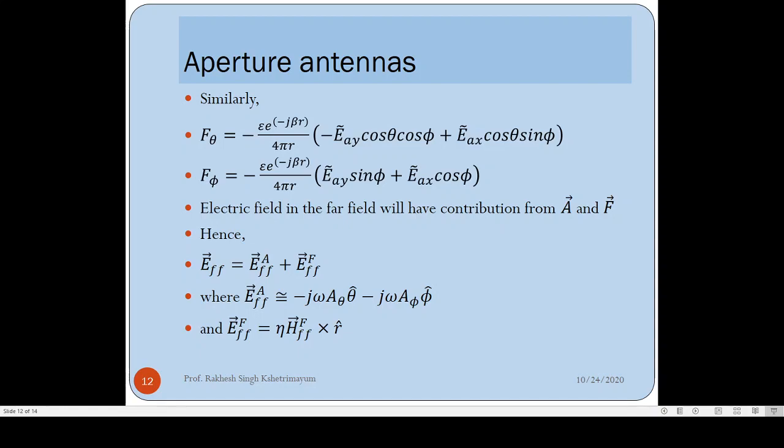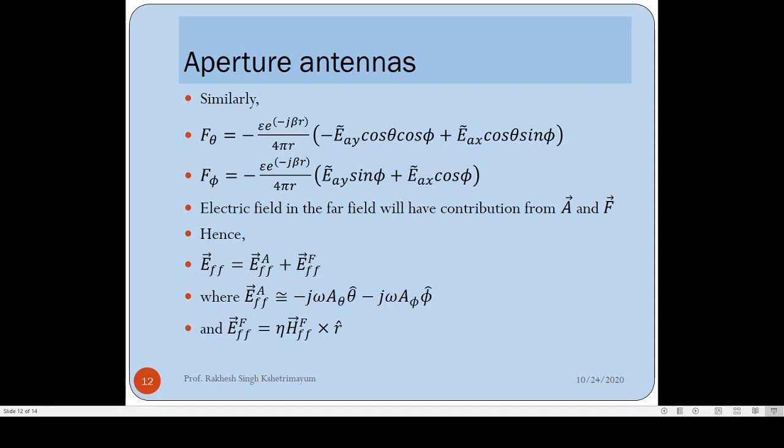Minus dA by dt in the time harmonic case is minus j omega A, and A has only theta and phi components. So the E far-field contribution from the magnetic vector potential would be minus j omega A theta theta hat minus j omega A phi phi hat. Similarly, you can also find the electric field in the far field due to the electric vector potential. The contribution can be found as eta times the magnetic field due to the F vector, cross product with r hat. So once you have the magnetic field, you can find the electric field as eta times the cross product of the magnetic field with the radial unit vector. That's a standard thing in the far field of the antenna.